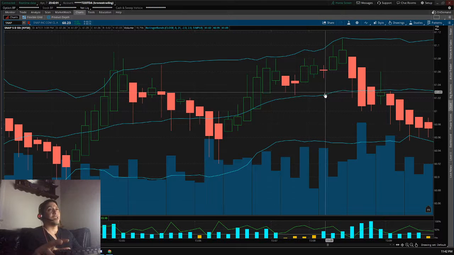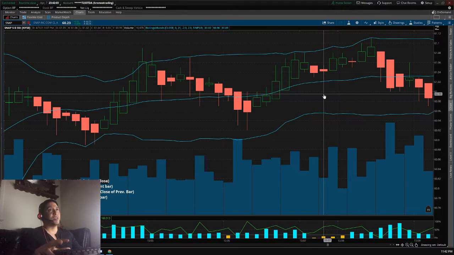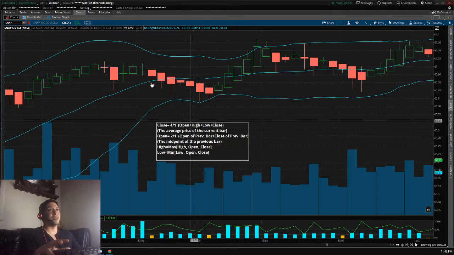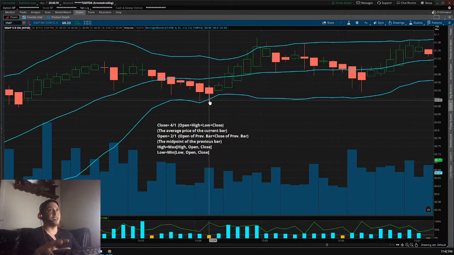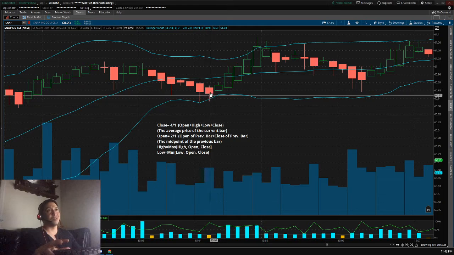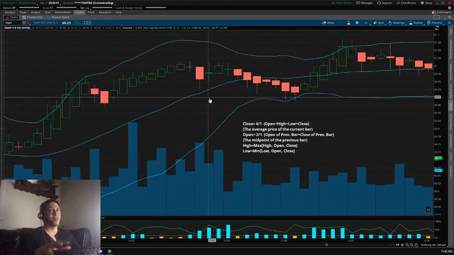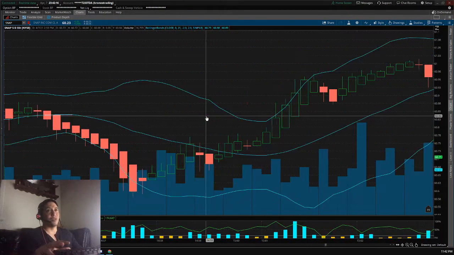And so another rule is that if you see a big doji at the top or the bottom of the trend, so like when you look at the Bollinger Bands and you see a doji with a wick on both sides, most likely it's going to go in the other direction. So that's another way to look at it there.